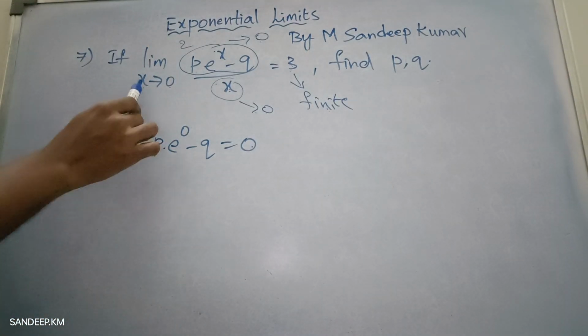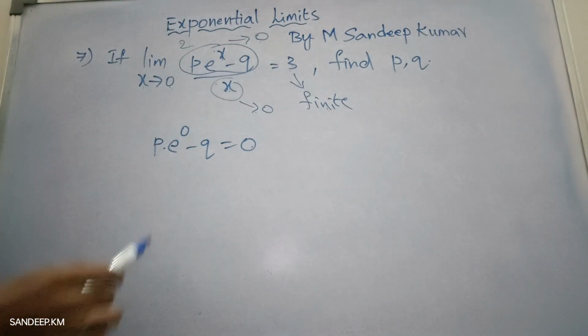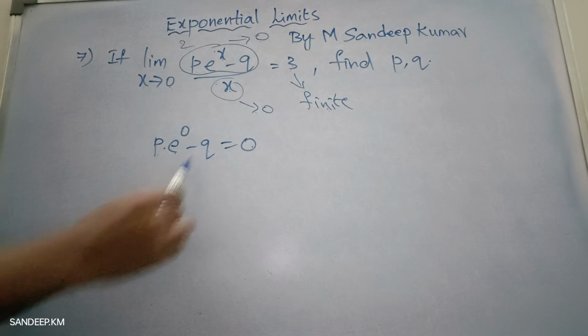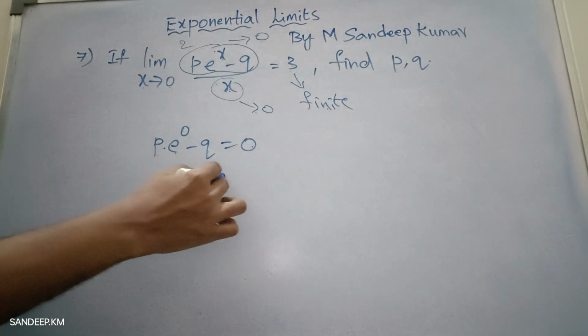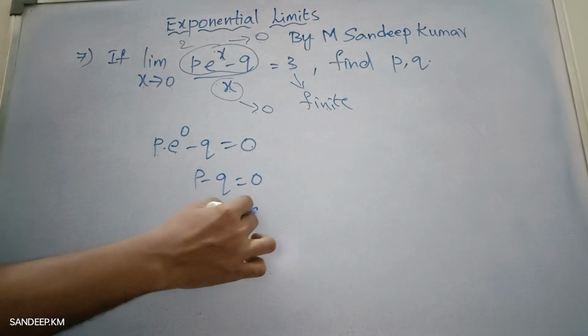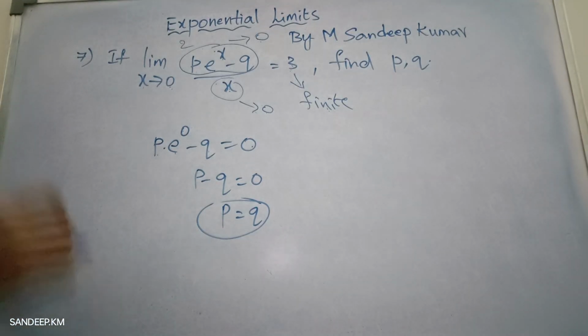So, anyhow, I have substituted the x value as 0. I got p into e power 0 minus q, which is nothing but p minus q. p minus q is 0. p is equal to q. This is the first clue that we have got. So, remember, p is equal to q.